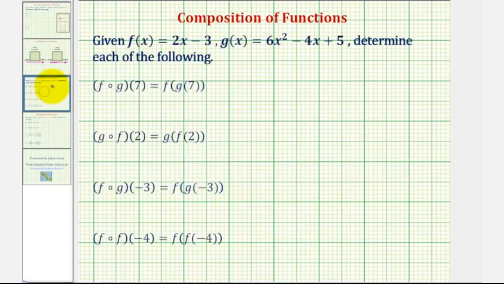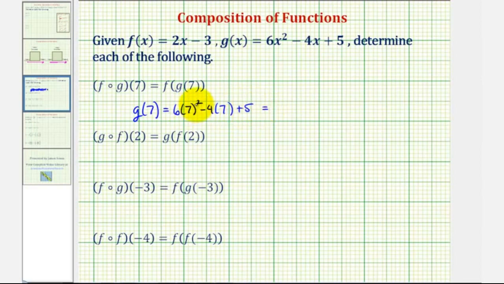So looking at our first example, there are two main ways to express a composition of functions, as we see here. These two are equivalent, and we say f of g of 7 in both cases. But when evaluating a composition of functions, this notation here is usually more helpful. We're going to start with the innermost function and evaluate g of 7. So to evaluate g of 7, we'll substitute 7 for x in function g, which is here. So we'd have 6 times 7 squared minus 4 times 7 plus 5.